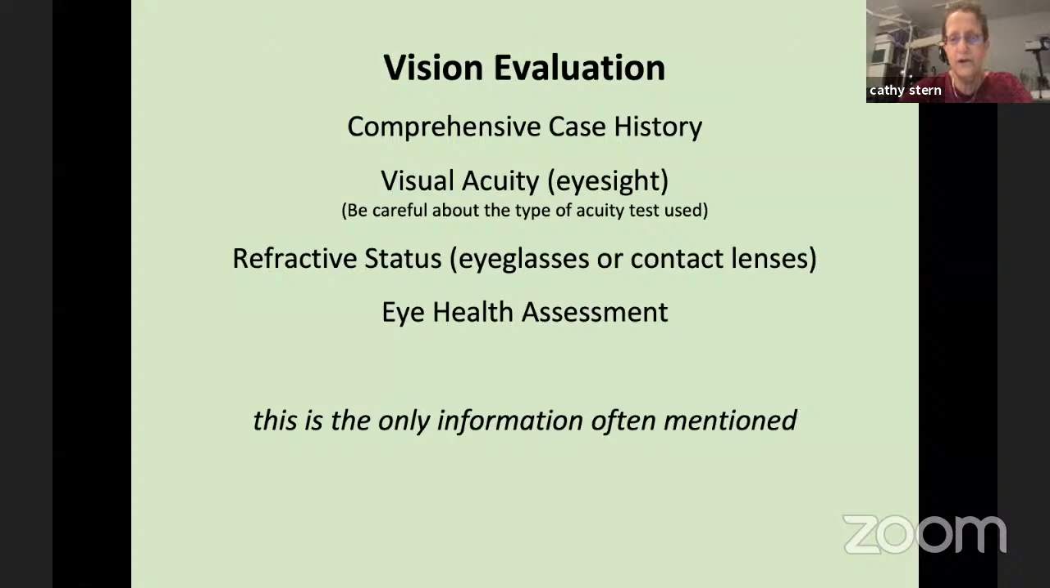And then, of course, we want to know what we need to do in terms of their eyeglasses or contact lenses. And we'll talk about some research that was done along those lines. And obviously, an eye health assessment. But you know that when you look at these things, you think, well, that's just the start of an evaluation. That's not the end of an evaluation. But for many doctors seeing patients and seeing these types of patients, that's where they stop. And we know that's not enough.